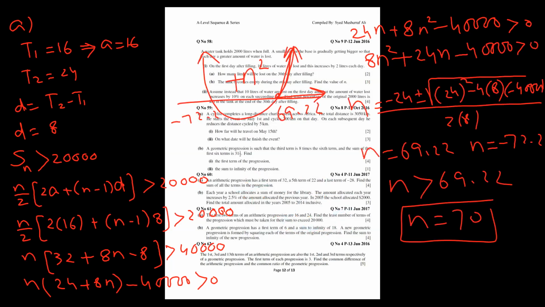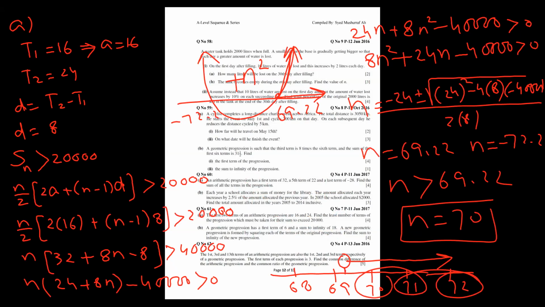Come back. In the number line system, 68, 69, 70, 71, 72. But now 69.22 means from here I'm going to the right side. So there are many numbers there, but what is the least number among all these? 73 onward we have, but the least number, 73, 72, 71, 70, is 70. I can't go beyond it. So my answer is 70.